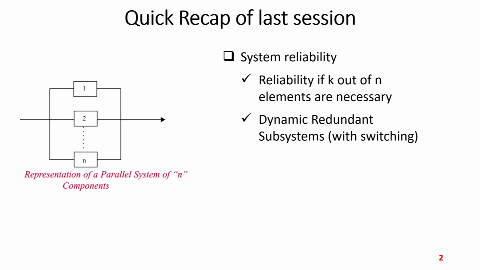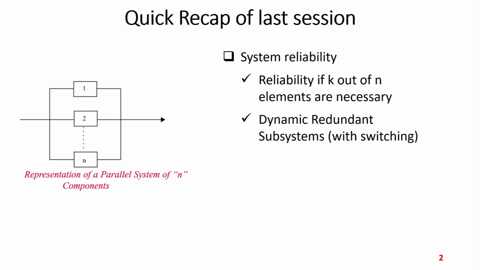In this module we are discussing the risk assessment and the reliability of space assets. In the last session we discussed the system reliability of a system which consists of k elements, out of which n elements are necessary for the operation of the system. Then we considered the dynamic redundant systems.